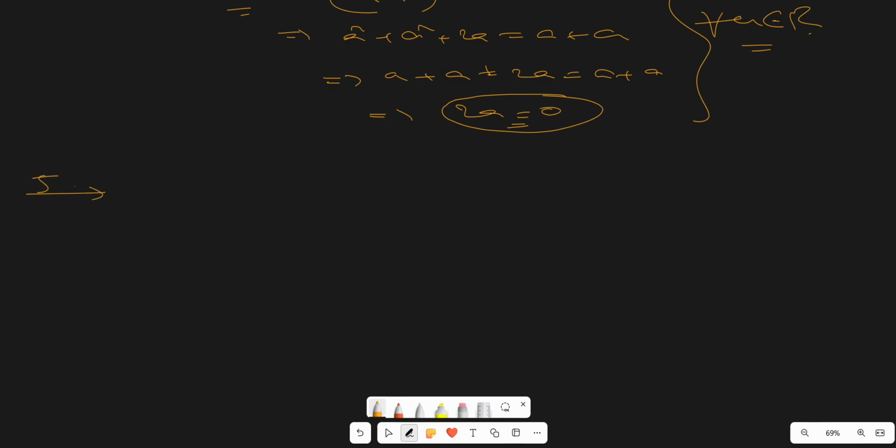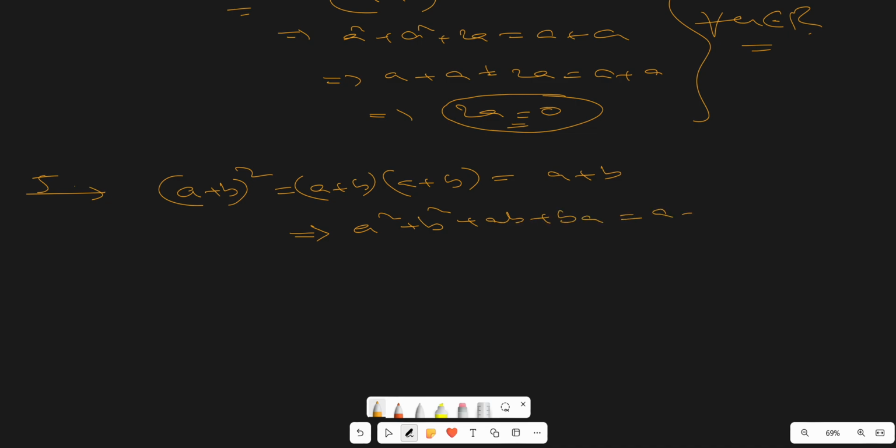What is the fifth property you can point out? So what do you think about a Boolean ring being commutative? Is a Boolean ring commutative? So suppose a plus b whole square is actually a plus b into a plus b, and this is actually a plus b because of the Boolean ring. So this is a square plus b square plus ab plus ba equals a plus b. So a square equals a, and b square equals b, plus ab plus ba equals a plus b. This implies that ab plus ba equals 0. This implies that ab equals minus ba.